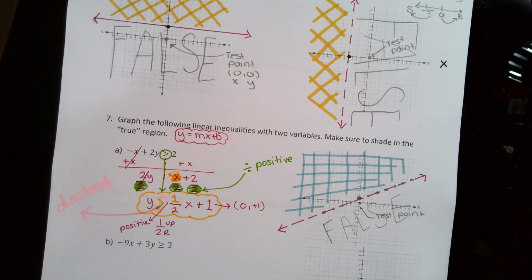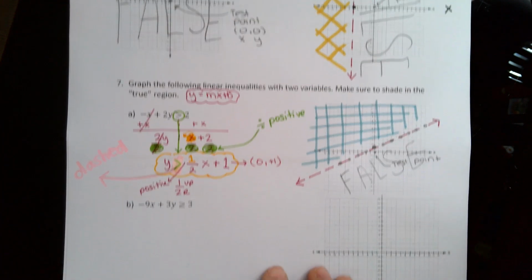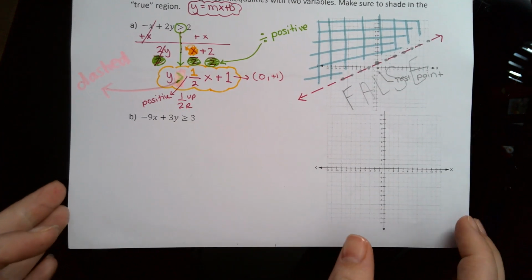And again, the shaded in is going to be our true. And then the other side is going to be our false because our testing point gave us a false section. All right, let's go again. B.